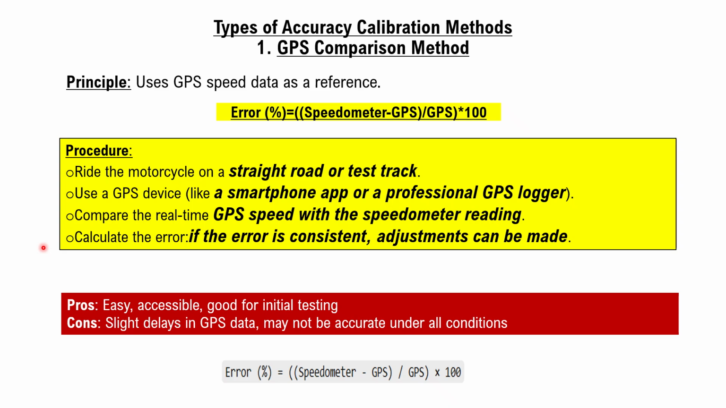The error can be calculated as: error percentage is equal to speedometer speed minus GPS speed, as a reference, divided by GPS speed and multiplied by 100. The pros of this method are: it is easy, it is accessible, it is good for initial testing. The cons are: slight delays in GPS data, and it may not be accurate under all conditions.